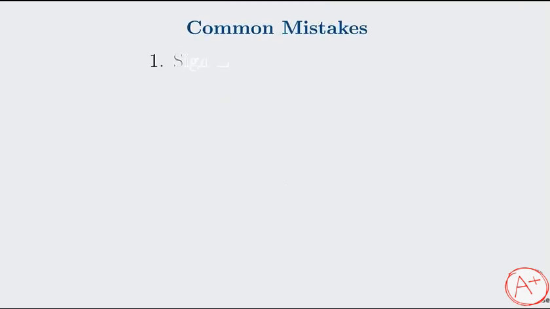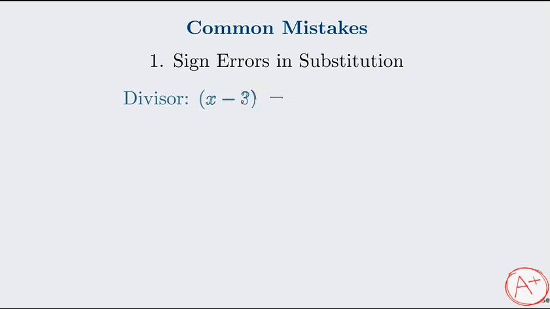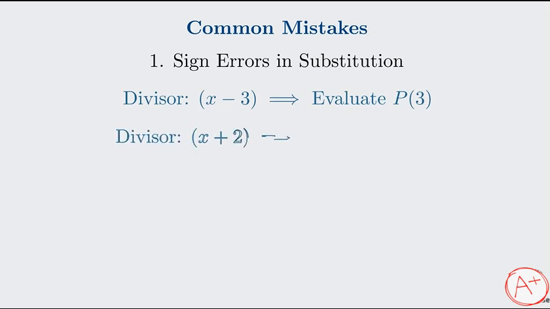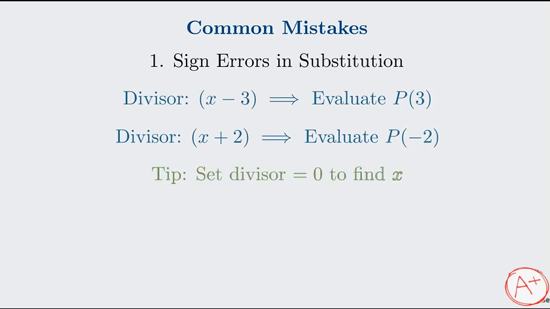The most frequent mistake is using the wrong sign when substituting. If the divisor is x minus 3, you must evaluate p of positive 3. If the divisor is x plus 2, you must evaluate p of negative 2. Always think, what value of x makes the bracket 0?